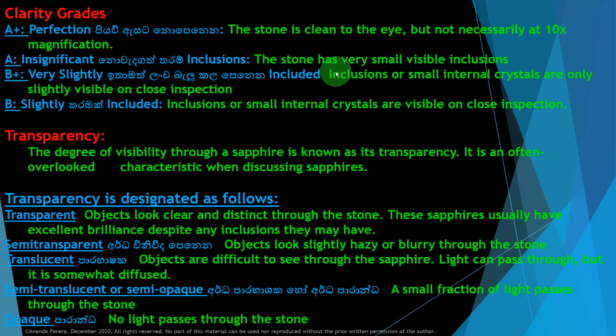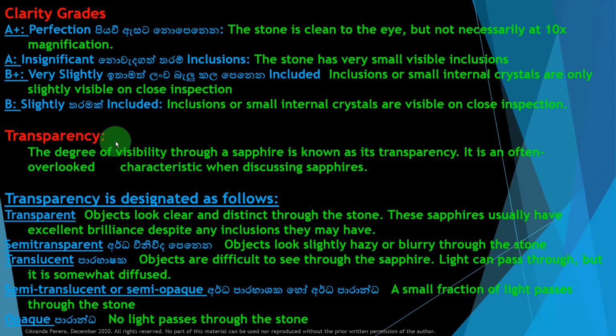A means the stone has very small visible inclusions. Don't buy A. It is low price. B plus, very slightly included. It is VS1, very slightly included. Inclusions of small internal crystals are only slightly visible on close inspection. That is B plus. B, slightly included. Inclusions of small internal crystals are visible on close inspection. A and B are very low price. A plus and B plus is higher than A and B.